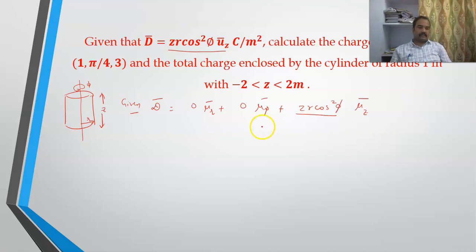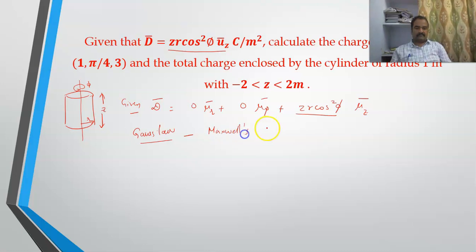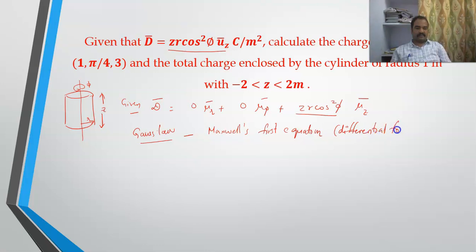So in order to determine the charge density, I will employ Gauss law, which is Maxwell's first equation, in differential form. What is Maxwell's first equation in differential form for electrostatic fields? It is del dot D is equal to rho. Now we need to determine del dot D in order to obtain rho V.